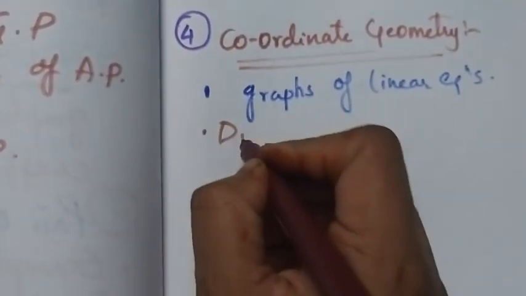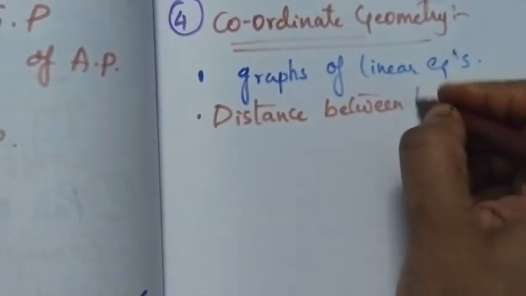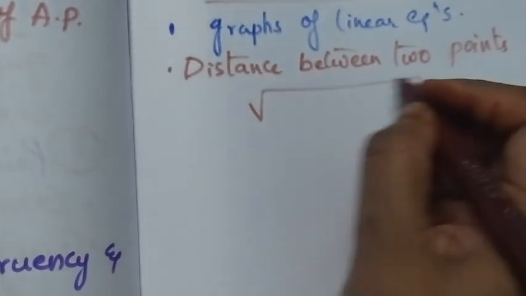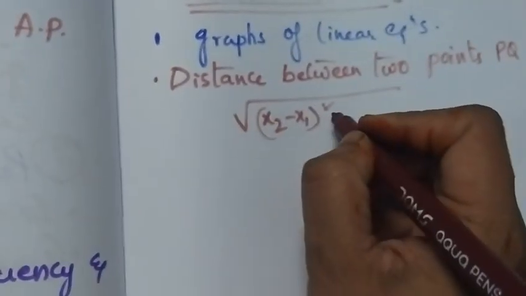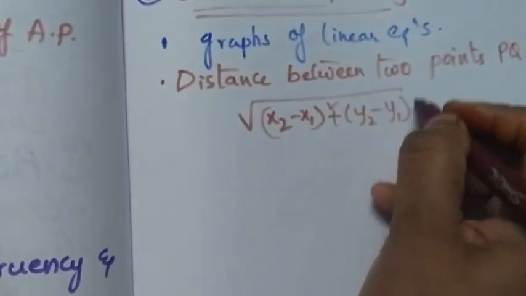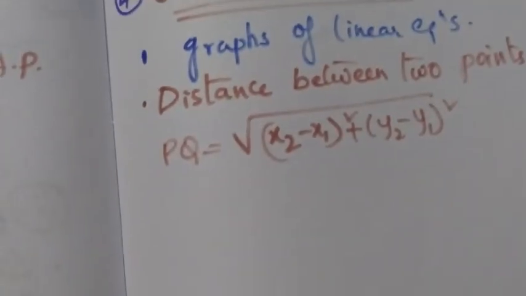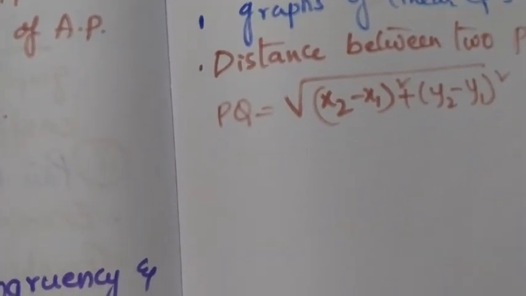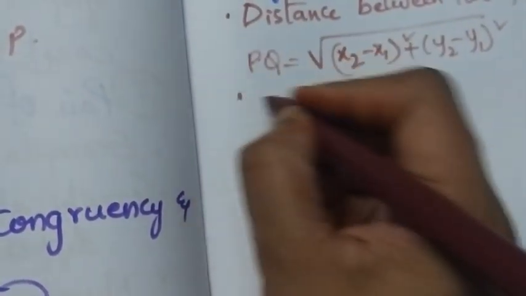Second topic, distance between two points. If two points are given, we have to find the distance between them. That is the square root of (x2 minus x1) whole square plus (y2 minus y1) whole square. If P and Q are given, the distance between PQ is equal to this. Like this we have to solve many problems. Concepts of graphs of linear equations, coordinate geometry, and the section formula are also there.